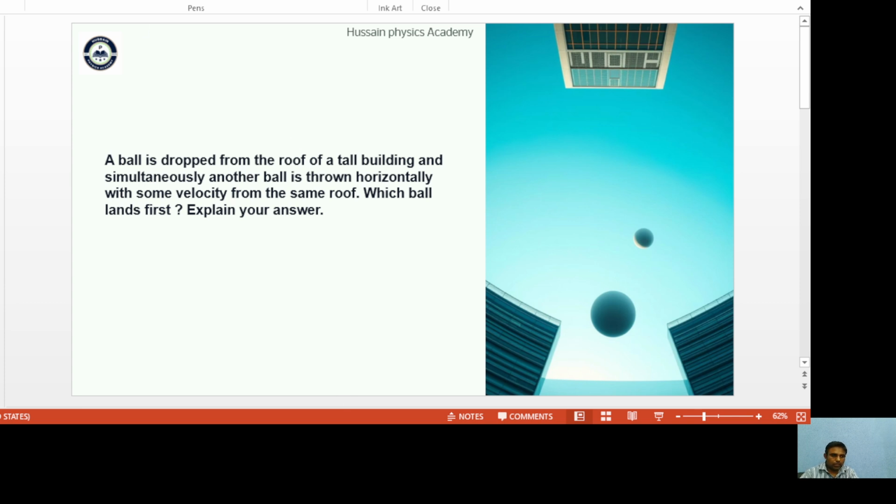So today our session is motion in a straight line. A ball is dropped from the roof of a tall building and simultaneously another ball is thrown horizontally with some velocity from the same roof. Which ball lands first? Explain your answer.